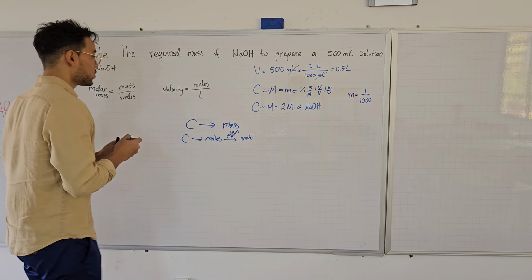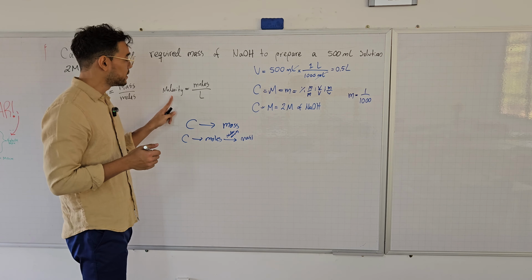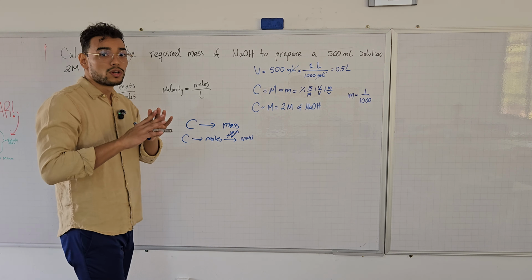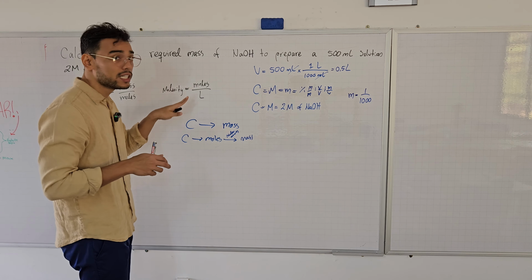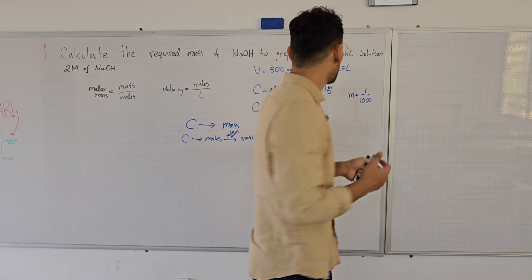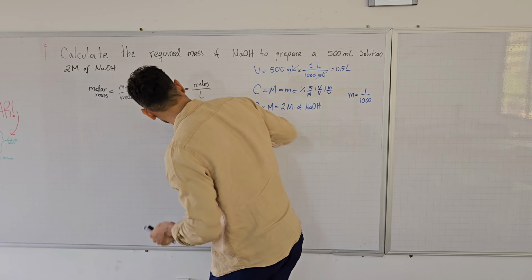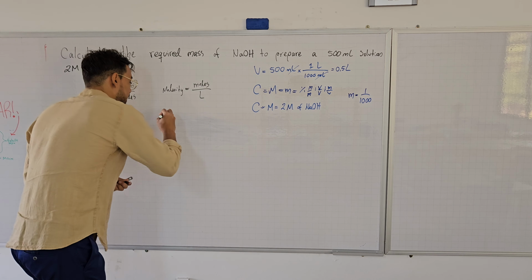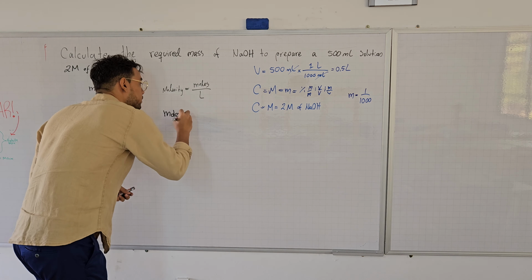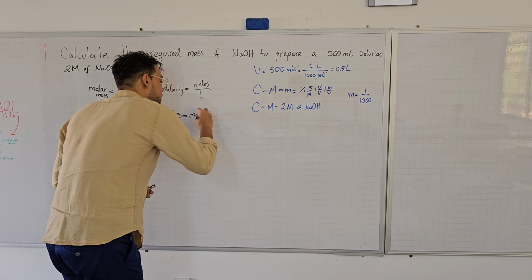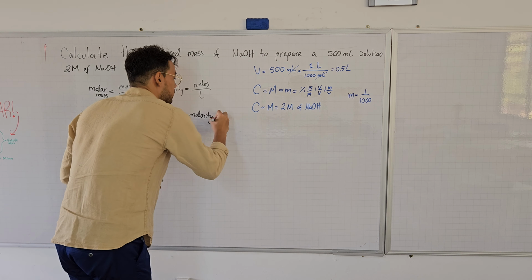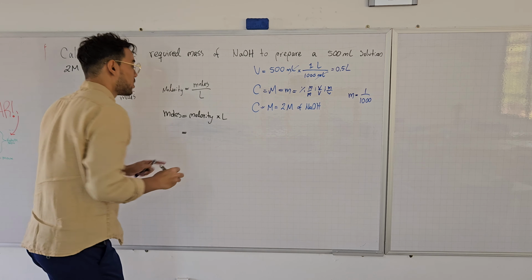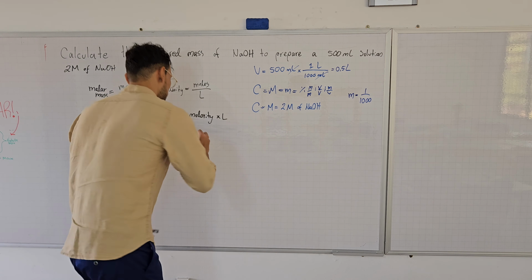So we have the concentration. Okay, so we have to solve this equation. So we have molarity equals moles per liter. So by rule of thirds, we just clear moles, and the equation that we get is this: moles is equal to molarity times liters. Okay? And we already know what the molarity is. The molarity is 2 molar.